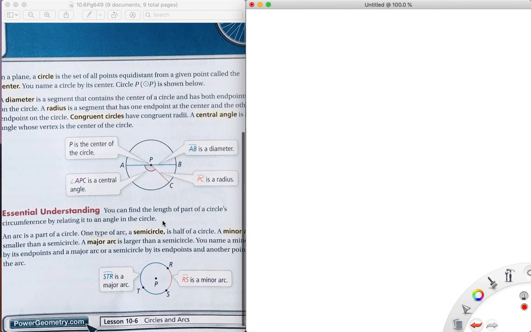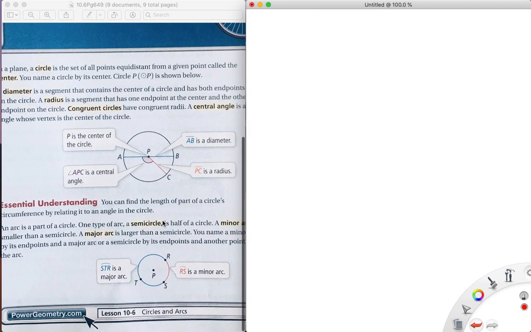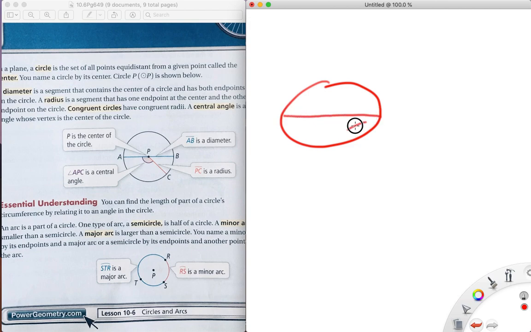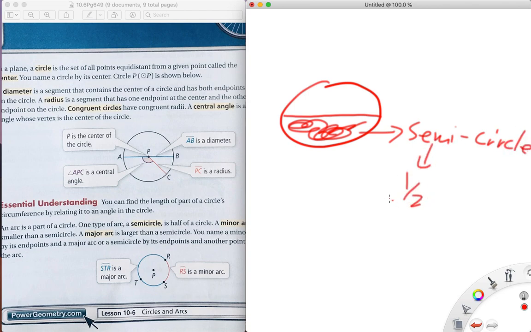When we cut a circle in half, we call this part all in here a semicircle. And remember, a semicircle just means that we cut it in half. Semi means half. So a semicircle is half of a circle.